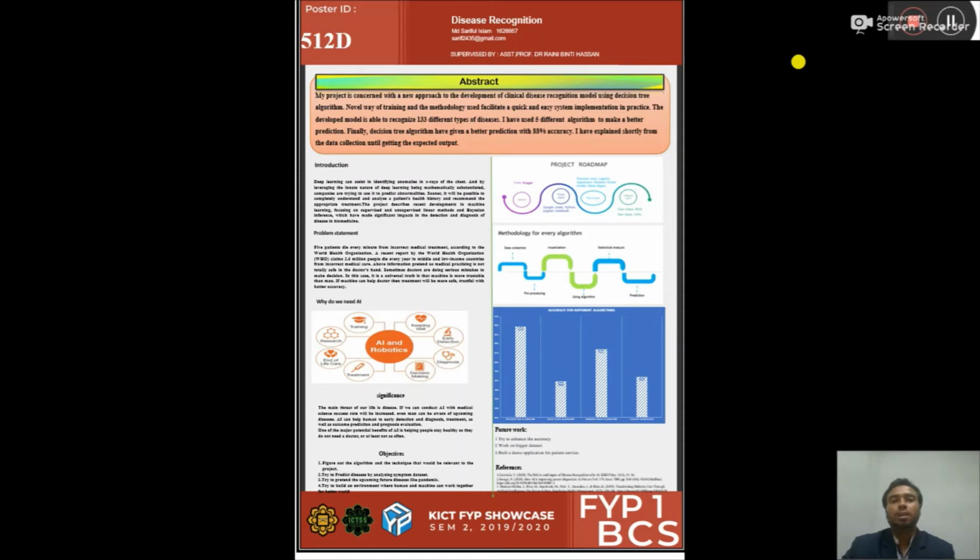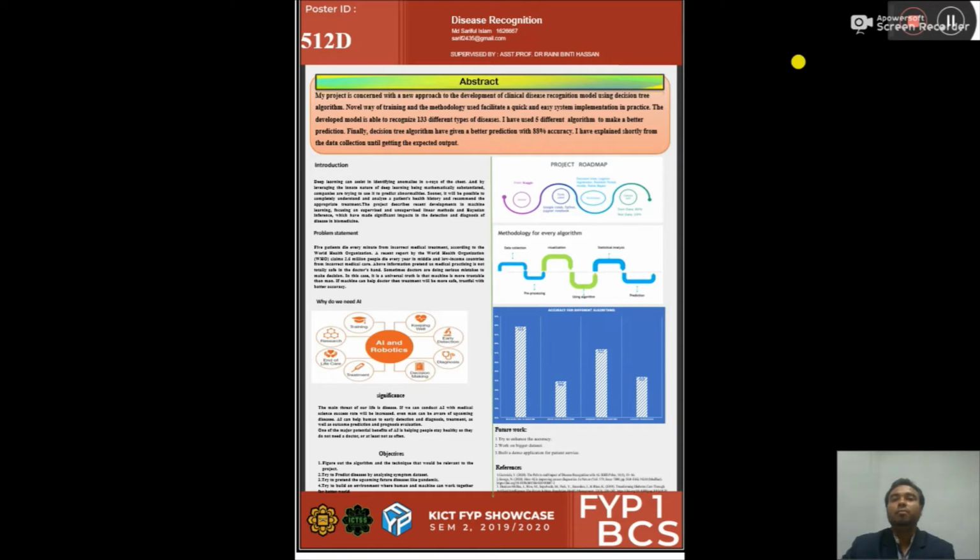Today I am going to explain my final year project poster. My project topic is disease recognition. In my project, I have tried to concern with a new approach to the development of a clinical disease recognition model using decision tree algorithm. The developed model is able to recognize 133 different types of diseases.